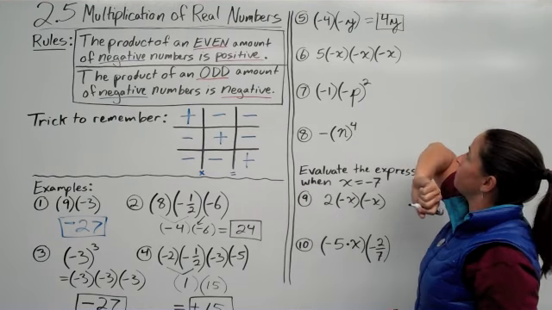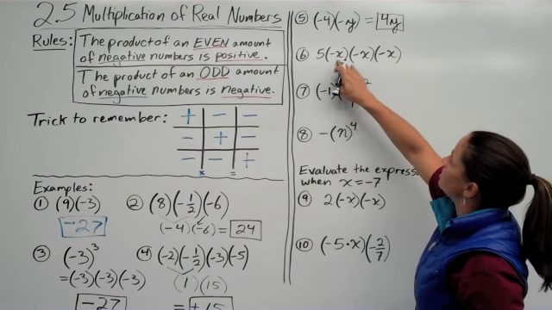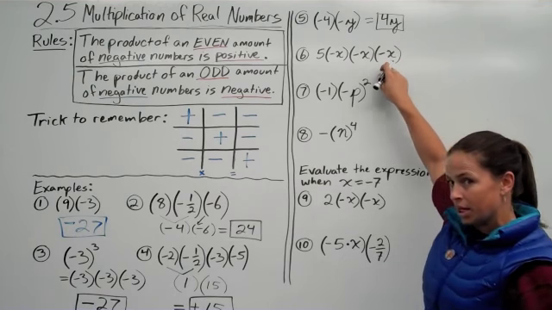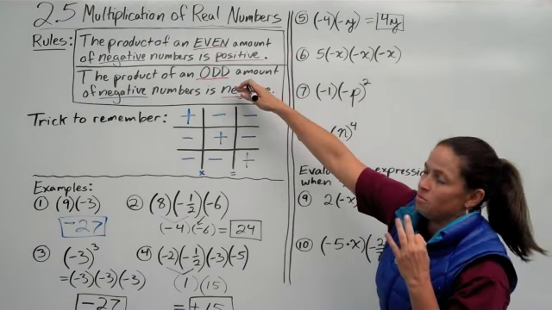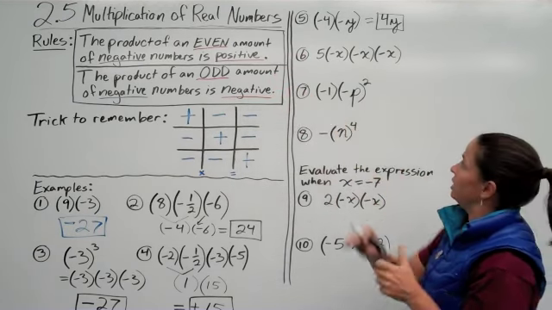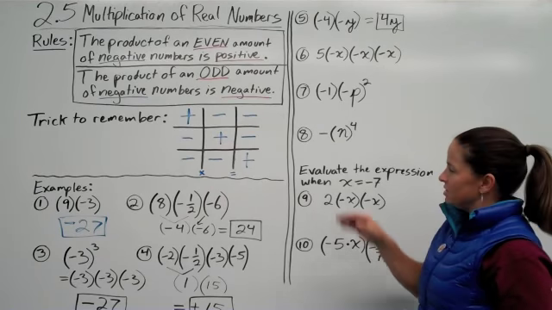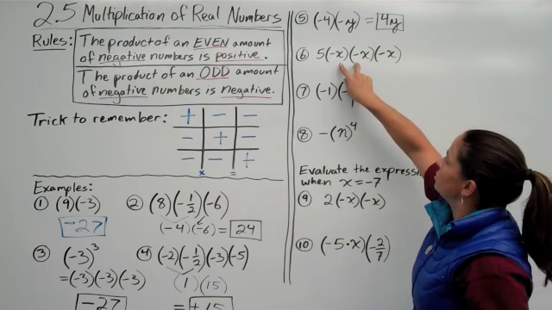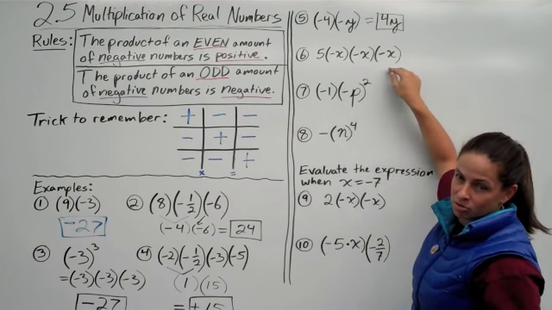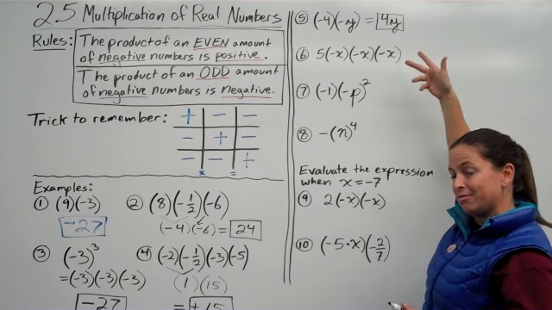Okay? Here I have a positive times a negative times a negative times a negative. How many negatives do you see? 3. So that is an odd amount of negatives, so the solution will be a negative. One way I think of it is every 2 negatives make a positive. So here's 2 negatives, that makes a positive. I'm left with an extra negative, so that's why it ends up negative.